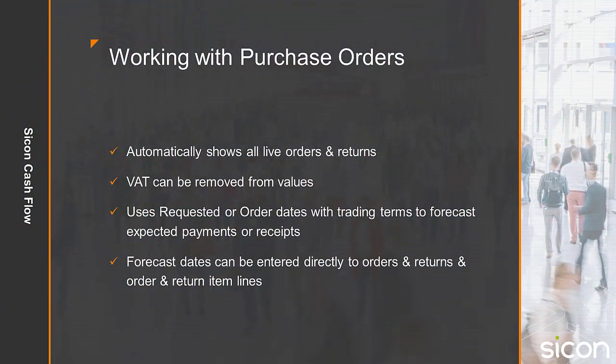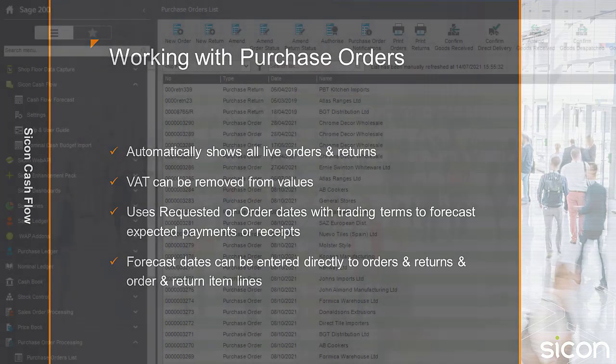Balances for live orders and returns will show on the cash flow forecast. Settings can be enabled to remove VAT from the values. The requested date for orders is used with the terms of the account to forecast the expected payment or receipt. If there's no requested date, the order date is used. Forecast dates can be entered directly onto orders and returns and also on the individual order and return item lines.